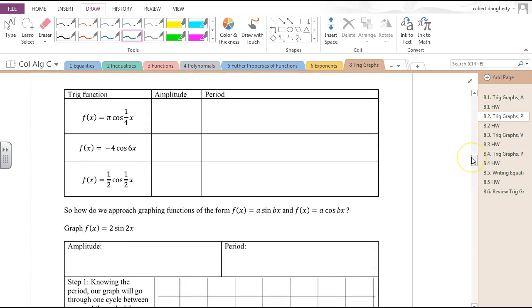Let's look at the next one. What is the amplitude? It's pi. What is the period? 2 pi divided by 1/4. What is 2 pi divided by 1/4? 8 pi.